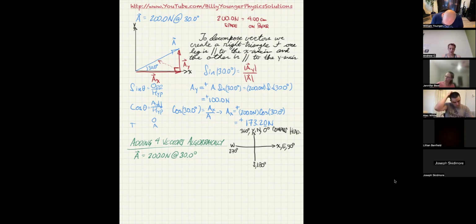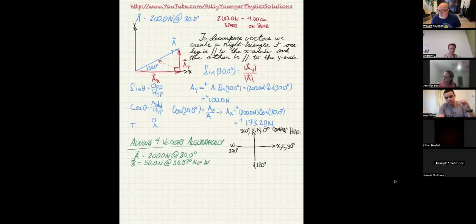So now I'm going back to green. I'm going to say vector B is going to be 50.0 newtons at, now this time I'm going to say 36.87 degrees north of west. So that's a whole new neat way of doing it.